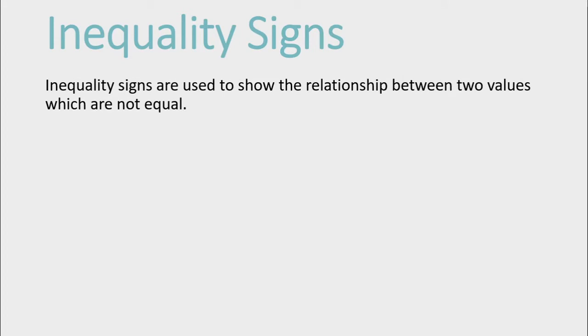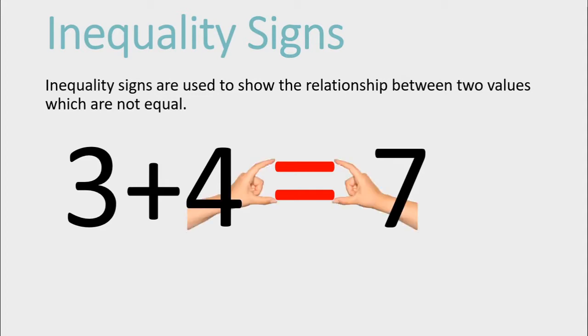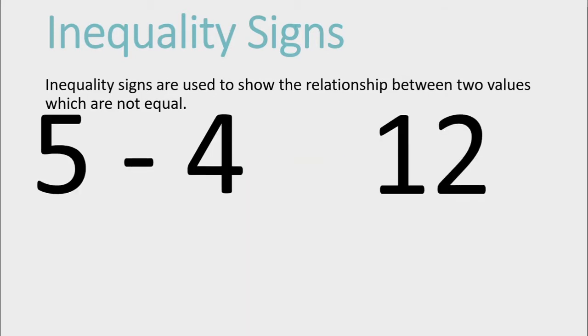Okay, so inequality signs are used to show a relationship between two values which are not equal. So, for example, these two expressions here, 3 plus 4 and 7, they are equal. So I put an equal sign there. And equal signs and inequality signs speak for themselves. They don't need a crocodile to come around and tell you which number is bigger. An equal sign shows you that both sides of the equation are equal. They're the same size. This example, however, is not an equation because the two sides are not equal.